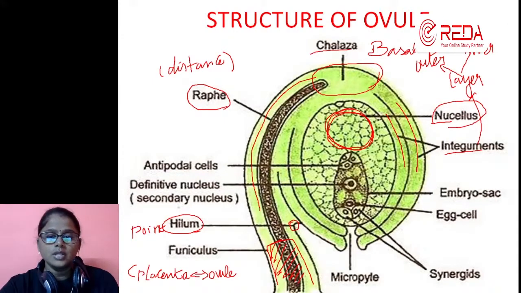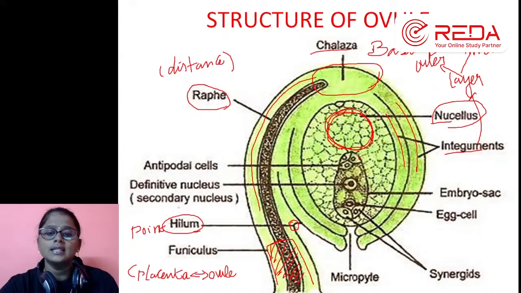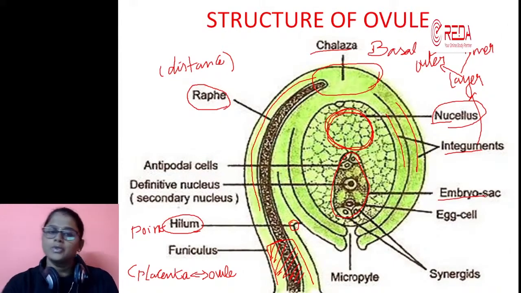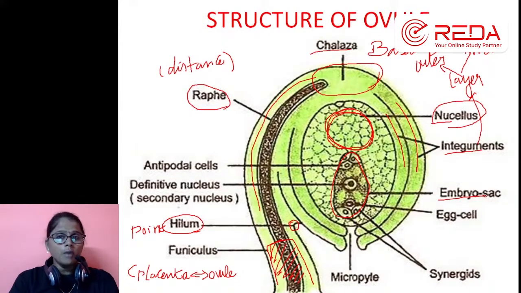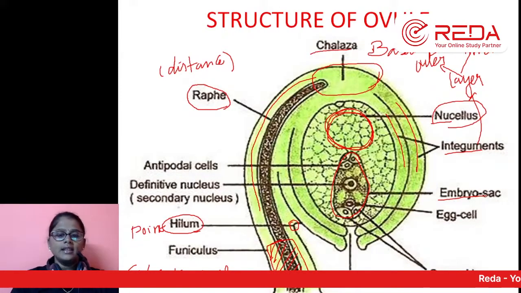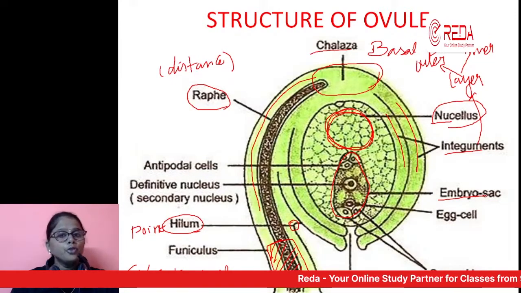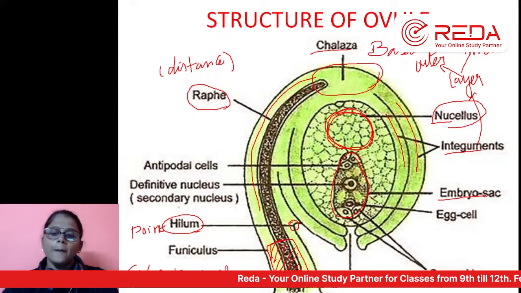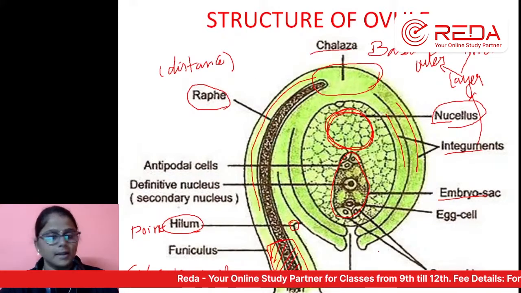And at the center of the nucellus, there is an oval shaped structure. You are calling it the embryo sac. So the embryo sac is formed after the cells are getting differentiated in the ovule, and this embryo sac is containing the egg cell which is going to participate in the fusion process. So this is the embryo sac.